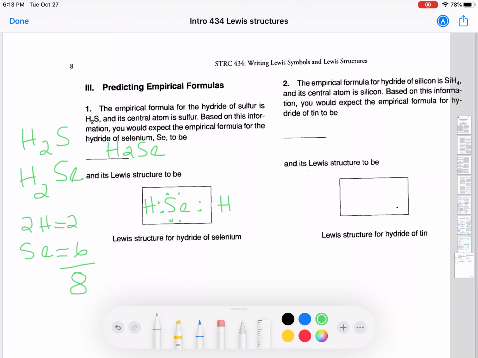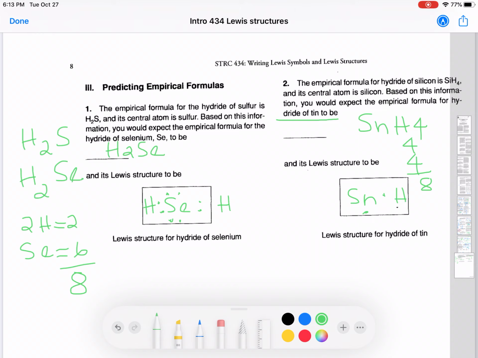And then SiH4, silicon and hydrogen, SiH4. What is the empirical formula for hydride of tin? So silicon and tin, symbol Sn, Si and Sn, they are both on group 4. So SiH4, then Sn also needs to be SnH4. So tin, valence electrons 4, hydrogen 4, 8.